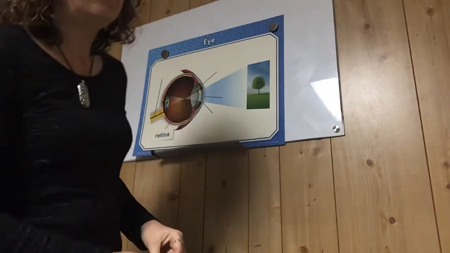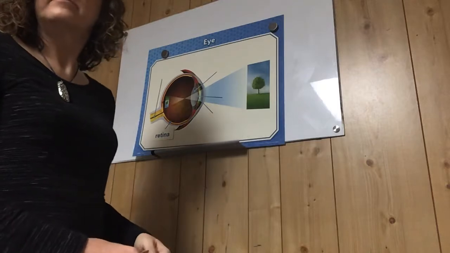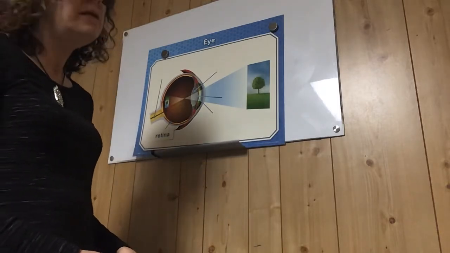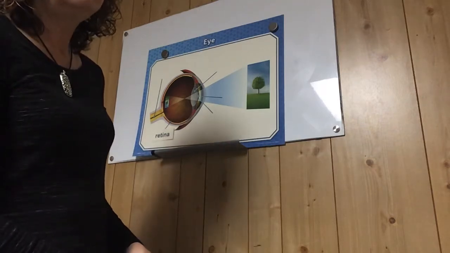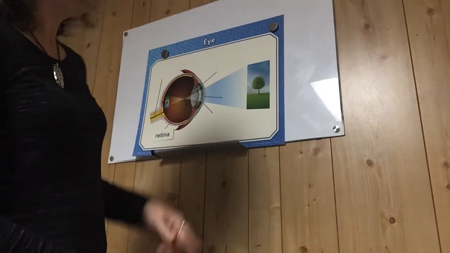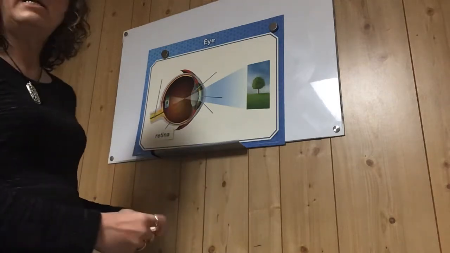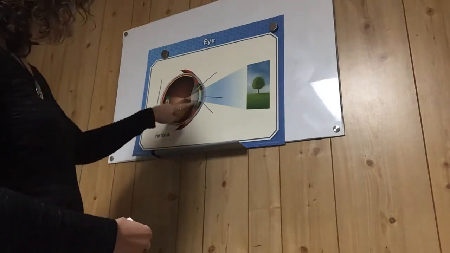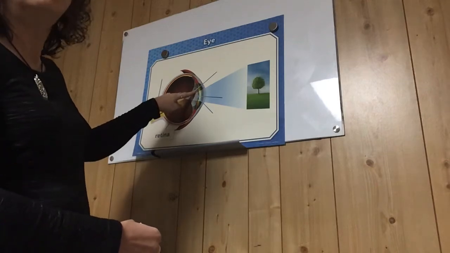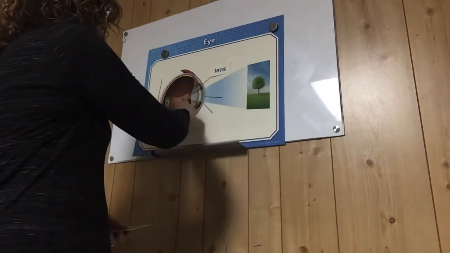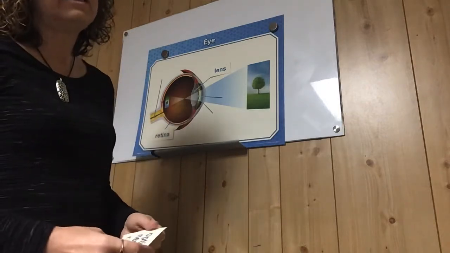So put a letter A by retina. All right, there's the word retina, so you can find it, but you should be able to find it anyway. Letter B is actually pointing to this piece right here, and that is your lens. Very good, that is the lens. So put letter B by lens.